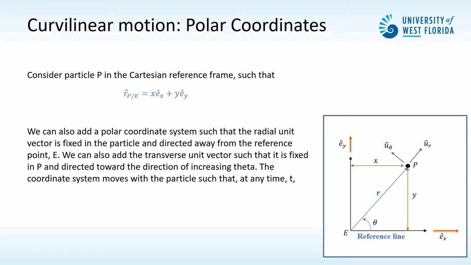We can also add the transverse unit vector u sub theta such that it is fixed in P and directed toward the direction of increasing theta. The coordinate system moves with the particle such that at any time t, the position of P with respect to E equals r u sub r, where r is the radial coordinate.